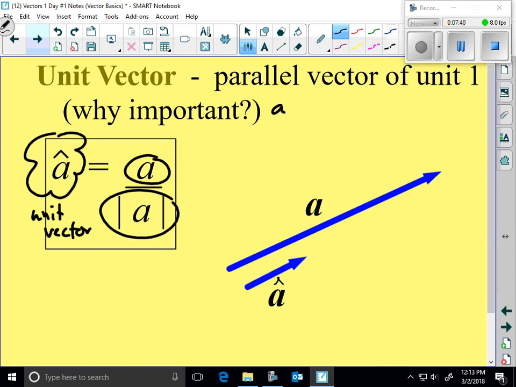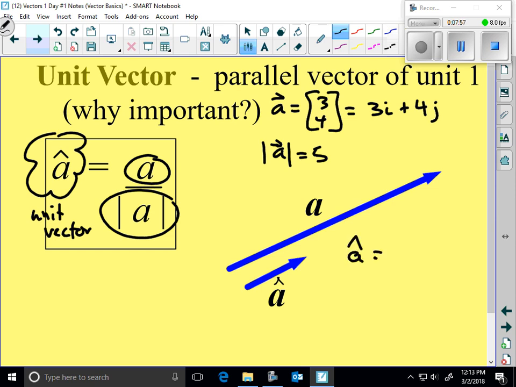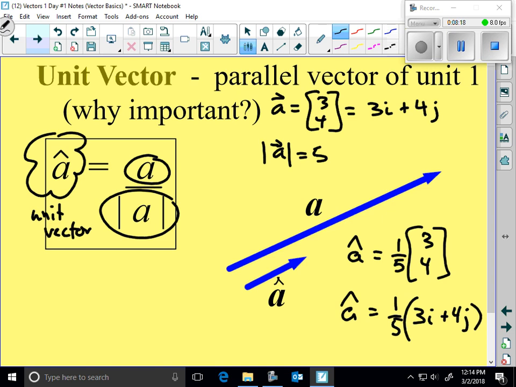let's take A equal to 3, 4. I'll put it in component form, which would be 3i plus 4j. Magnitude of A is 5. We use the Pythagorean theorem for that. So A hat would equal, in whatever form you want it to be, 1/5 times 3, 4, which could be written as 3/5, 4/5, or you could do 1/5. This is the way I typically do it, 3i plus 4j. That would be a unit vector in the direction of vector A.